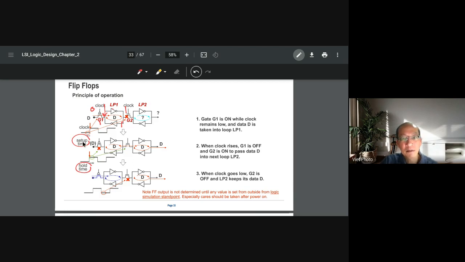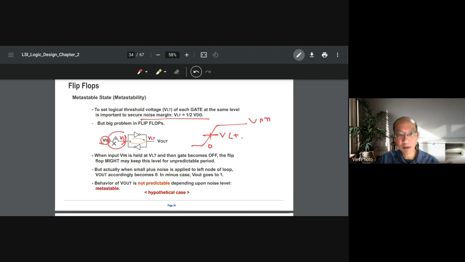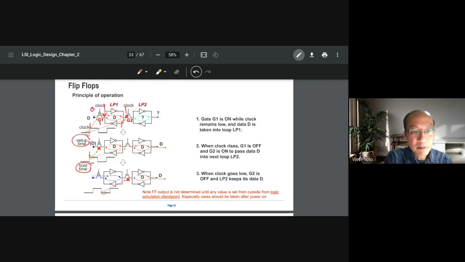I don't know if I said this already. There are two kinds of setup time, so you might be confused. The setup time people talk about here is the setup time for the cell. The hold time is also the hold time for the cell. So remember, these two are values for the cell, for the logic gate.